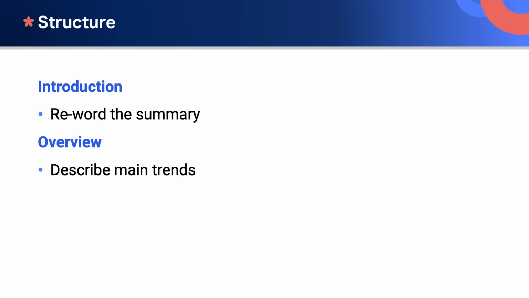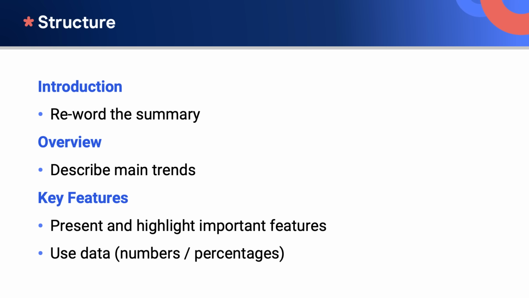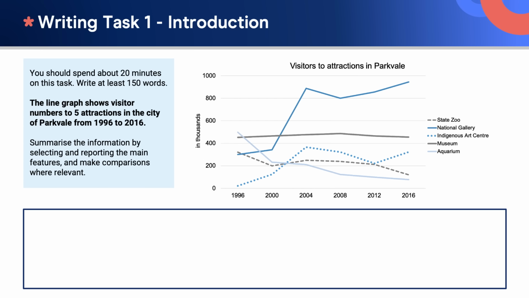Next, we give an overview of the key points, which we have already identified, and then we go on to present and highlight the key features using numbers and percentages. If you can skillfully incorporate numerical data into your sentences, you'll be well on your way to achieving a good score. Let's start with the introduction.